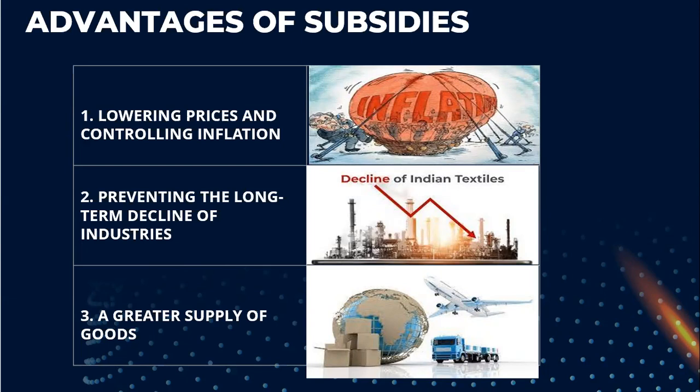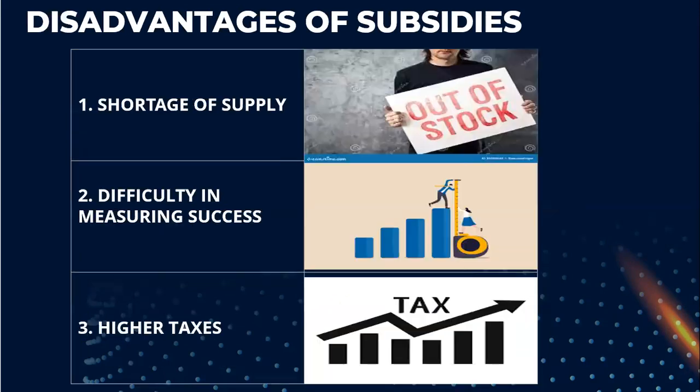It also prevents the long-term decline of industries. There are many industries which should be kept alive and functional, such as fishing and farming, because they are essential to support the population. It helps in a greater supply of goods. When the government wants to increase the access of goods and services, such as water, food, and education, to the general public, it may provide incentives in the form of tax credit.